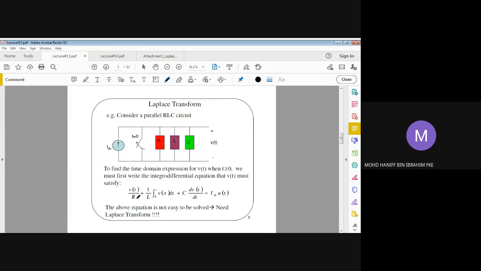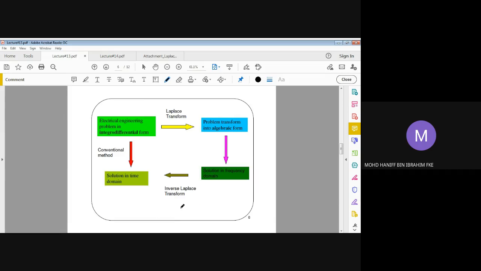So we have V over R. For the inductor, we can write this particular form with the integration of V, and for the capacitor, it can be written in terms of this, when we want to write the equations in terms of the current. This is what we call an integral differential equation, because it involves integration and also differentiation in your equations. This is quite complicated to solve, and that is why we need to use a Laplace transform.